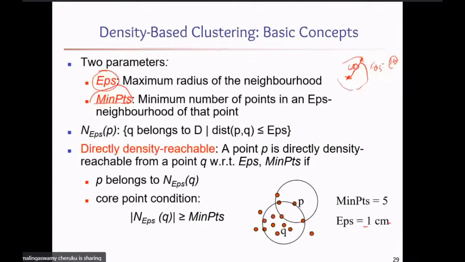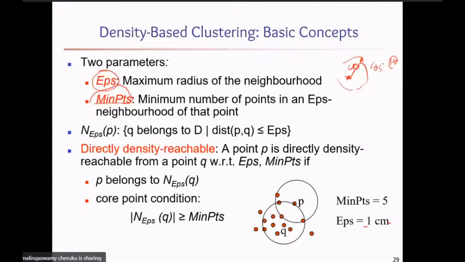Now, we have seen what directly density reachable points are. What are density reachable points? If you want to define density reachable points, a point P is density reachable from a point Q with respect to epsilon and the minimum number of points if there is a chain of core points, P1, P2, P3 and so on, such that each is directly density reachable from the previous.